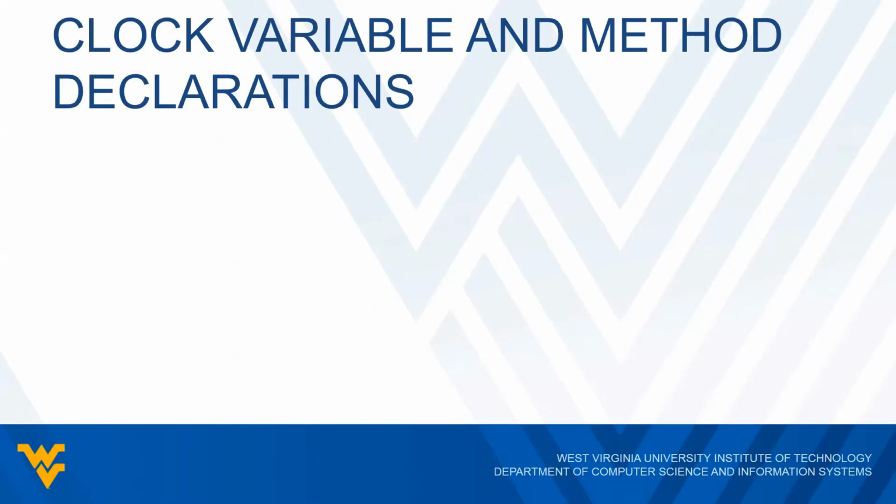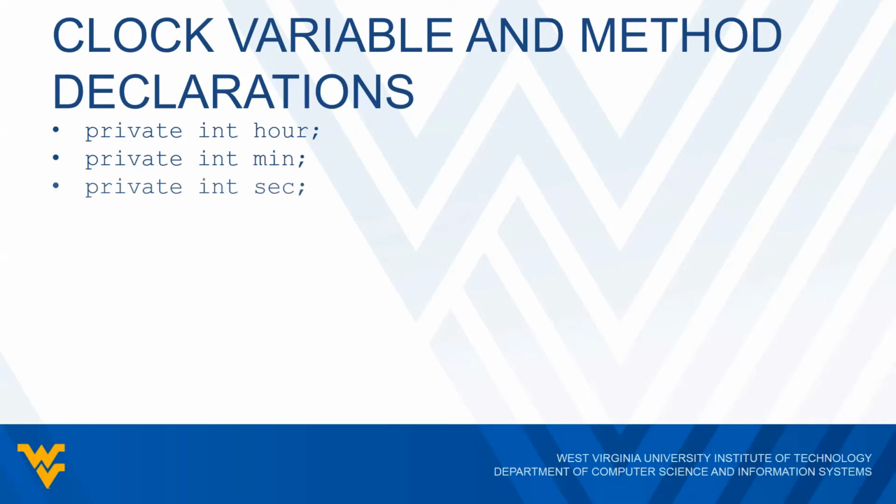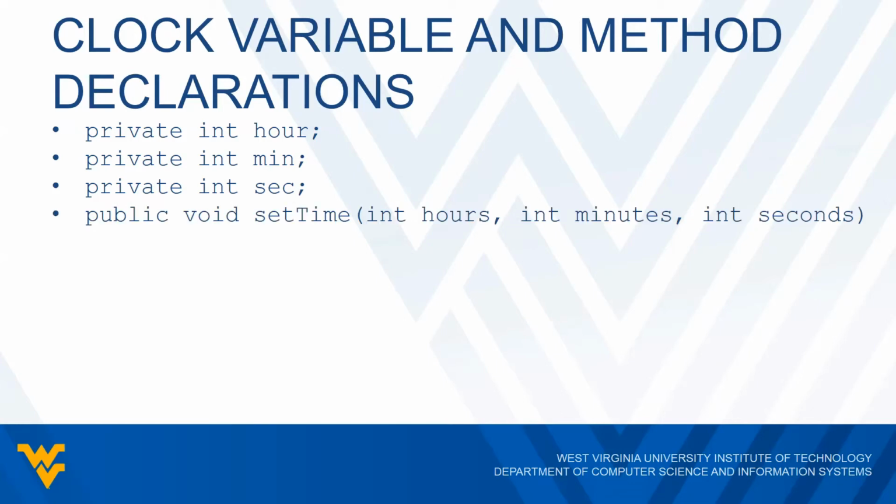So we'll now take a look at the actual variable and method declarations for our class. We'll have a private int hour, private int min, and private int sec. These would be the variables of our class. They'll represent the hour, the minute, and the second. And then we'll have a method called setTime, which will set the time. We'll take hours, minutes, and seconds as parameters, make changes to hour, min, and sec, and then our time will be changed.